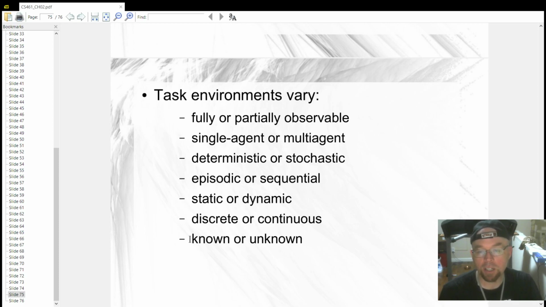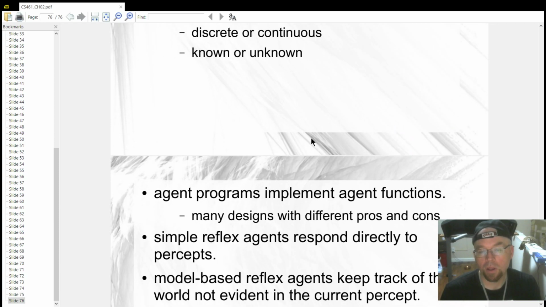And then finally, we talked about whether the environment was known or unknown. So it's really important to do your best to nail down the environment that the agent is operating in, because that's going to drive your decision as to what type of agent you need, how it's going to perceive that environment, and how it's going to impact the environment.